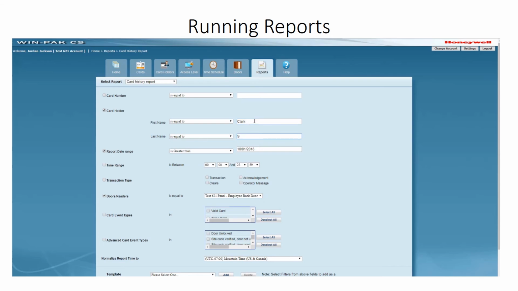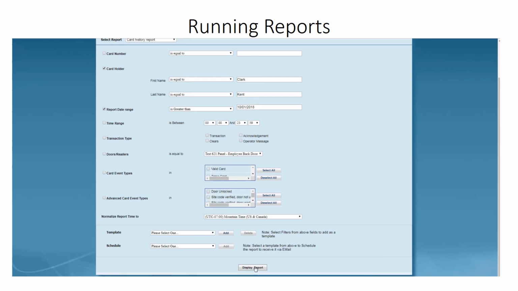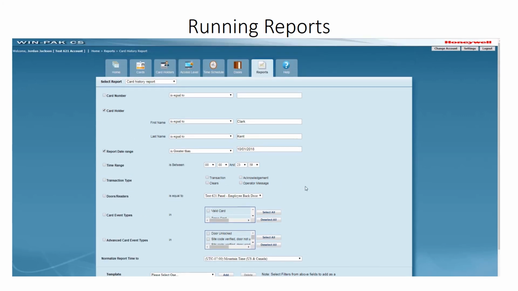our not so Superman employee, and I could then run a report based on all of his activity from the first of the month on, and in this case I would not want to restrict it to an individual door, and that would then give me, when I hit display report down at the bottom here, all of the activity for Clark Kent from the beginning of the month, so I can see what doors he came in, when he came and went, was he showing up late for work each day, that type of thing. That can be really helpful.